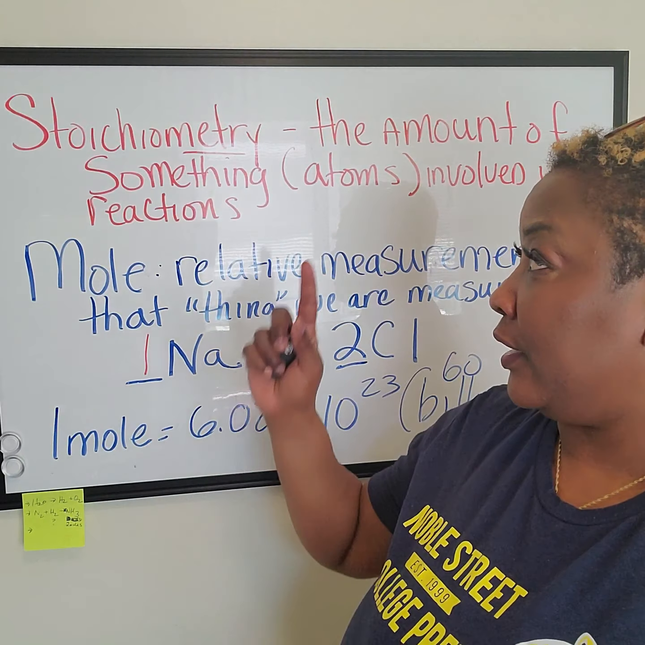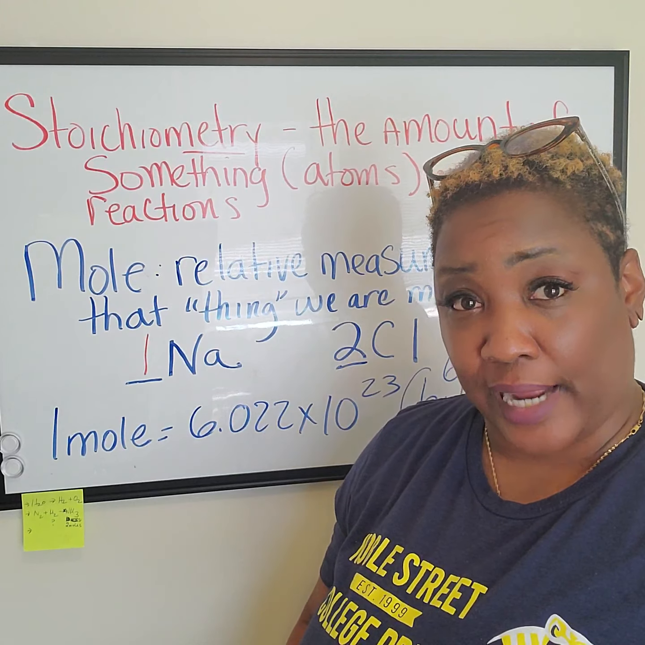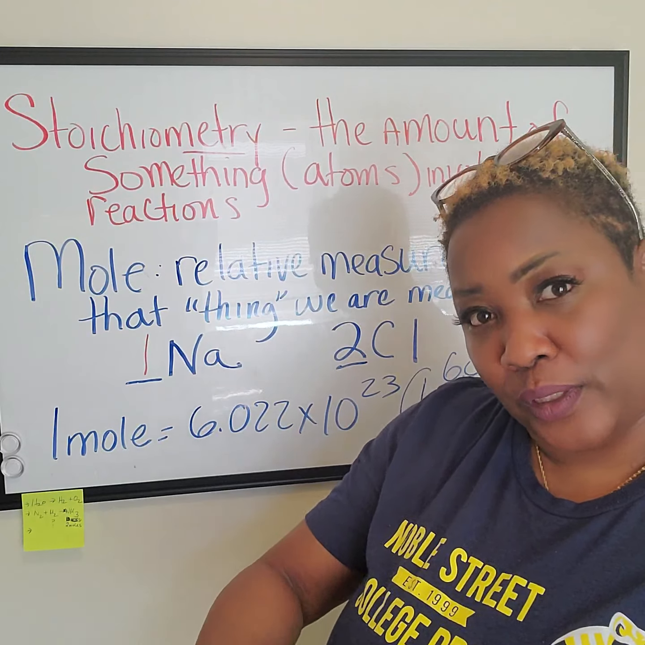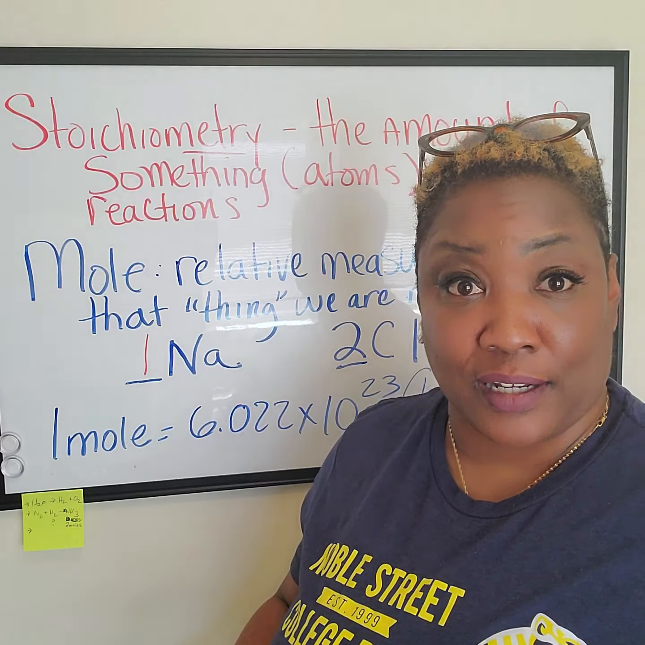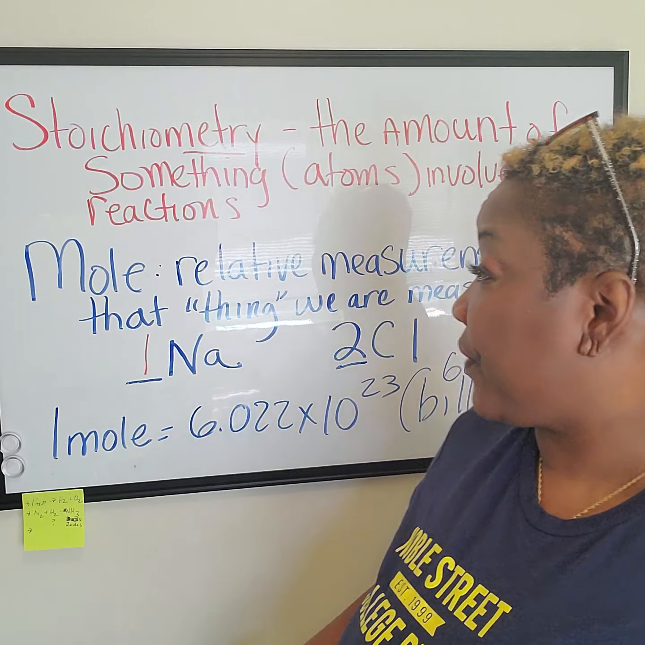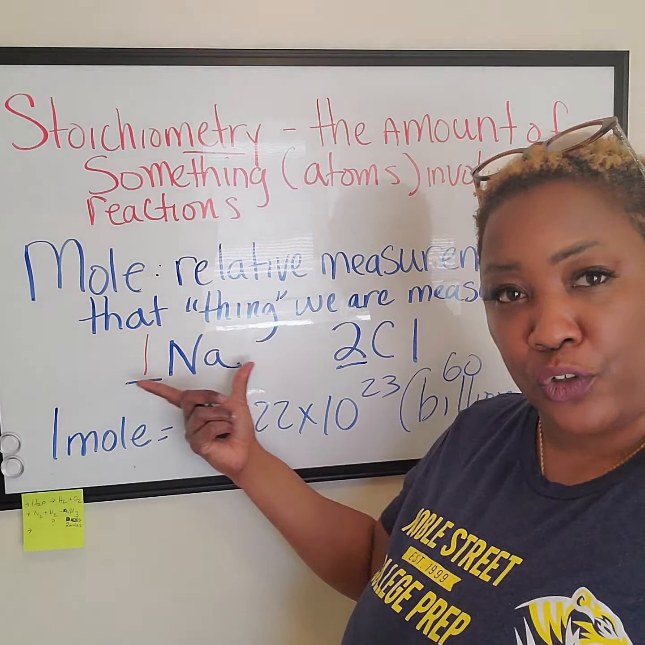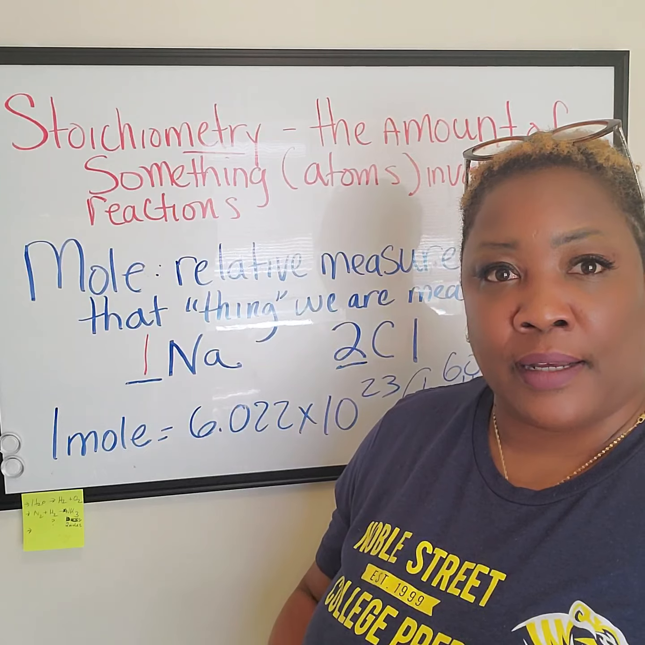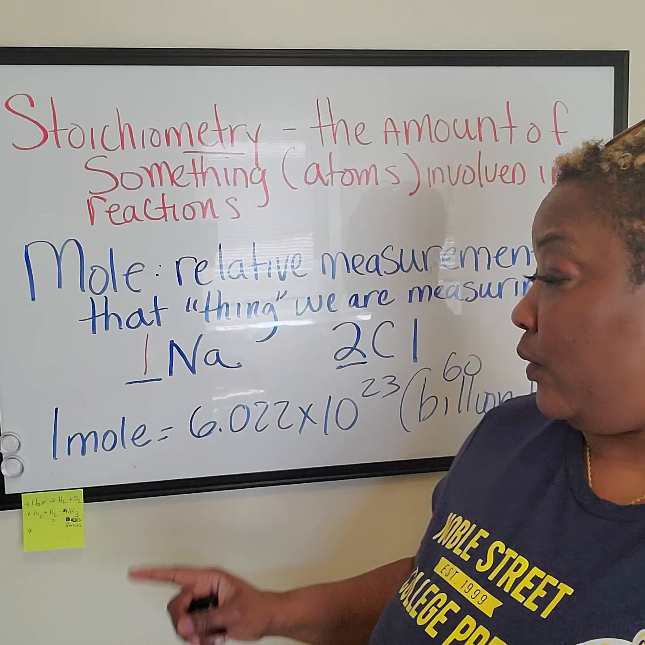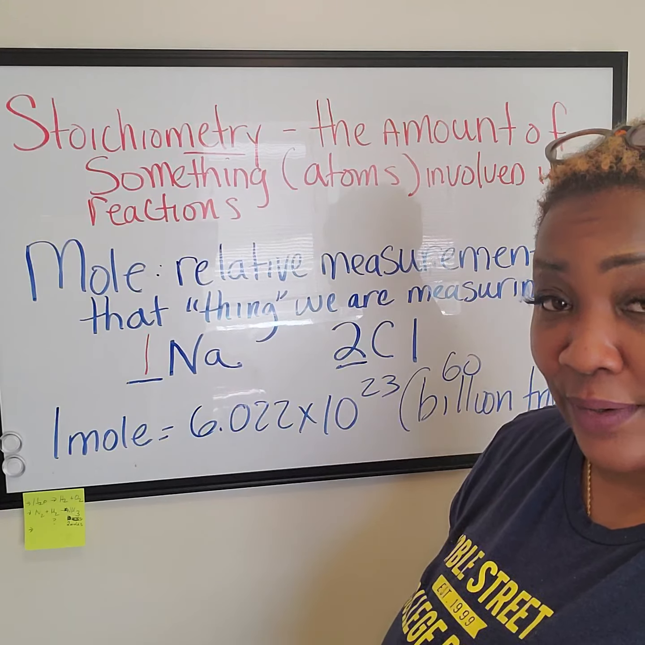So let's recap again. Stoichiometry is the measurement of some things that are involved in the reaction, meaning the reactants and the products. A mole is basically the measurement of how we relate those things. Like if I say a dozen eggs, I say 1 mole of that atom or that chemical. Now, the mole is relative. That means it's proportional to the other parts of that equation. Thus, that 1 mole equals 6.022 times 10 to the 23rd.